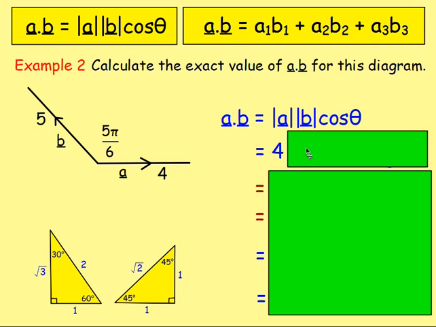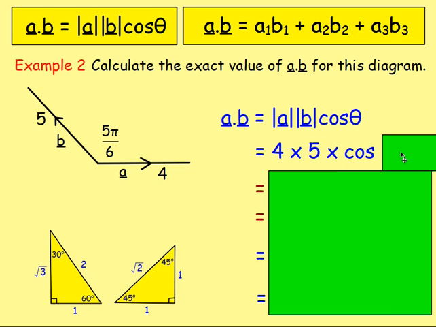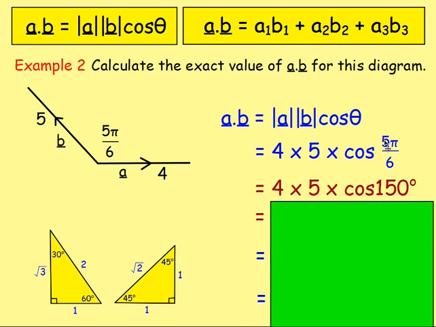Working that out then, the length of a is 4, the length of b is 5, and we multiply that by cos. What would the angle be here? Good, 5 pi over 6. Excellent. So working this out, what may make it easier for you is rather than working out cos of 5 pi over 6, think about what that would be in terms of degrees. Remember, pi is the same as 180 degrees. So I would do 180 divided by 6, and then times that by 5. Or you could do 180 times 5 and divide it by 6. Either way, that's the same as cos of 150 degrees.